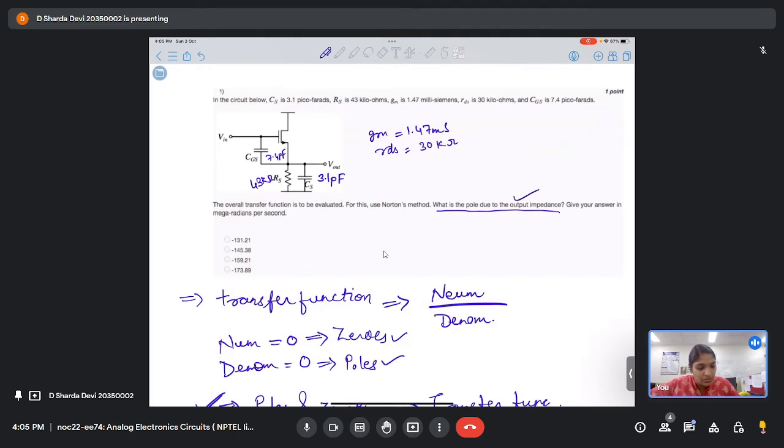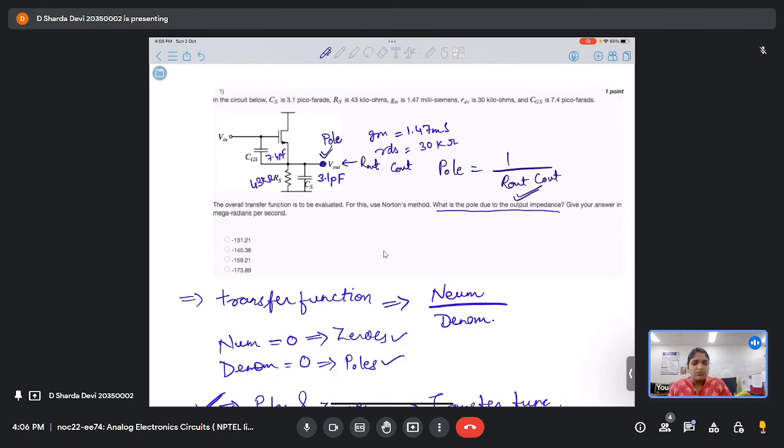What is the pole due to output impedance? That means at this particular point you have to find the pole. So what will you do? At this point you have to find the value of the pole. So you'll find R out and you'll find C out. And for the pole, you'll simply do 1 by R out, C out.